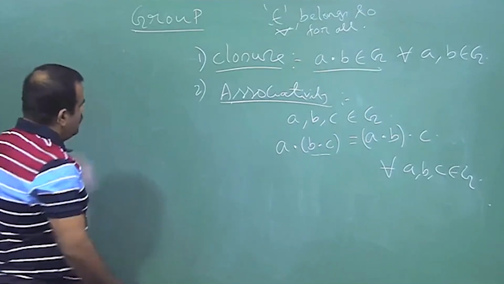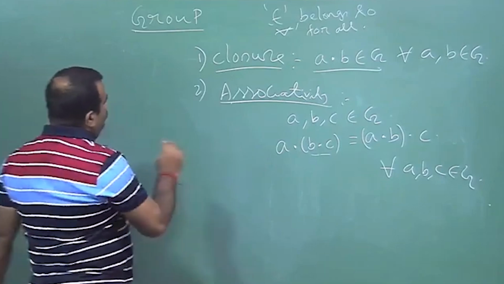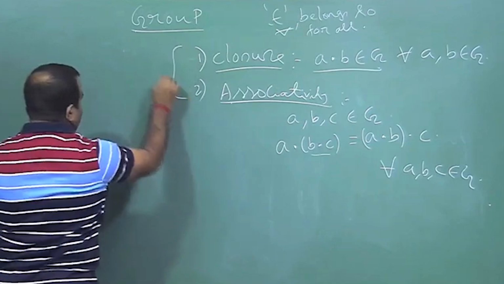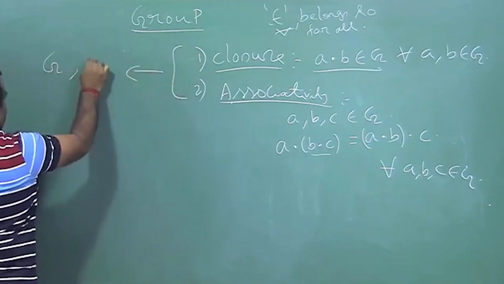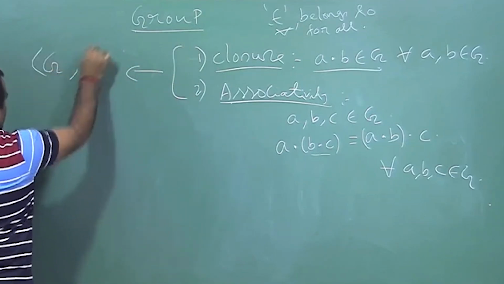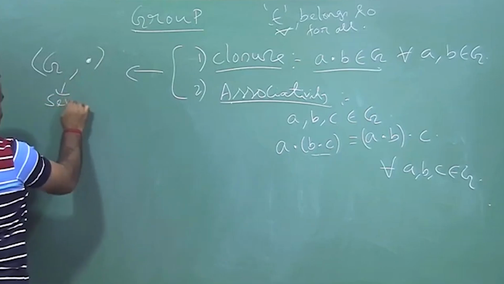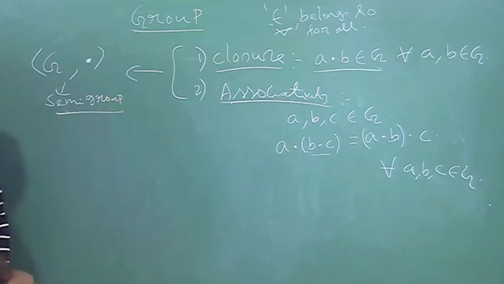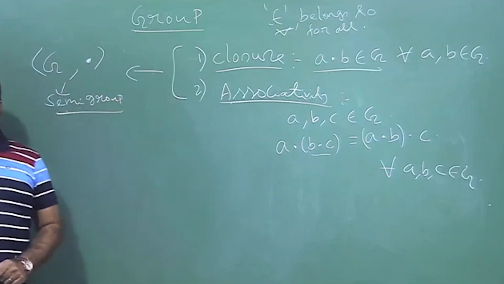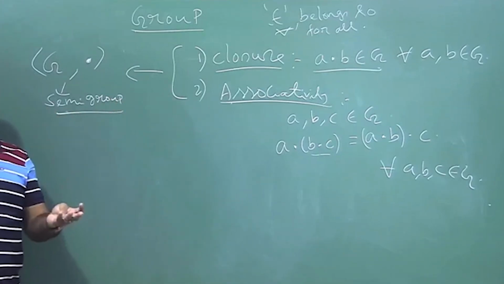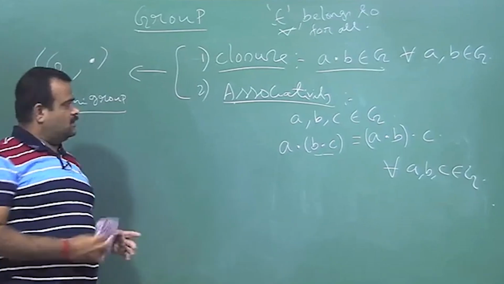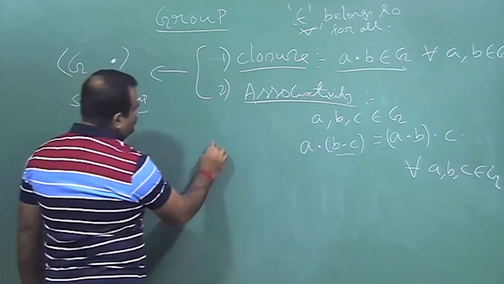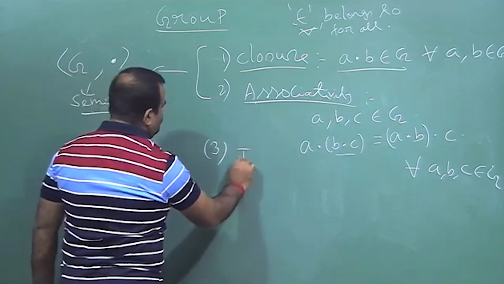Now, if these 2 properties are satisfied for a set along with this operator, then we call G along with this operator a semigroup. Just these 2 properties, one is the closure property, another one is the associativity property. But we are looking for a group. Now, the third property is existence of identity element.